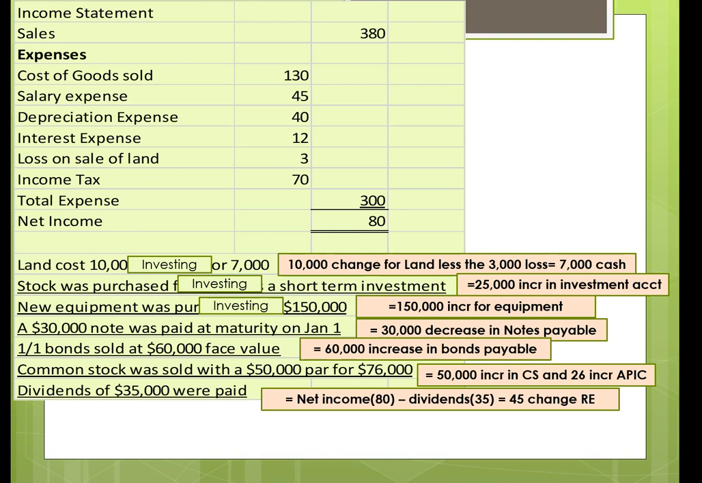We want to make sure we've explained our change in retained earnings, which would have been net income of 80 minus dividends of 35. So now we've got these four items that would be part of financing activities. So these now would be all part of our financing activity. So now we can do that last part of our balance sheet.